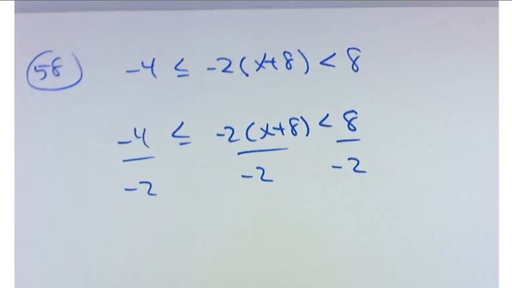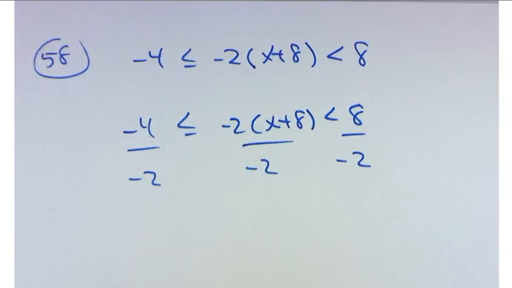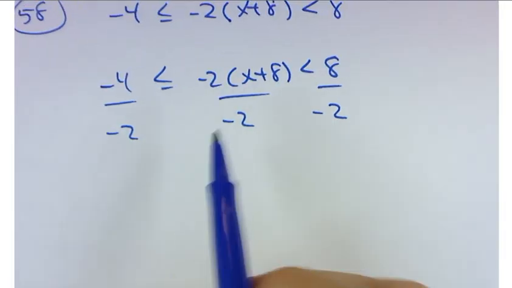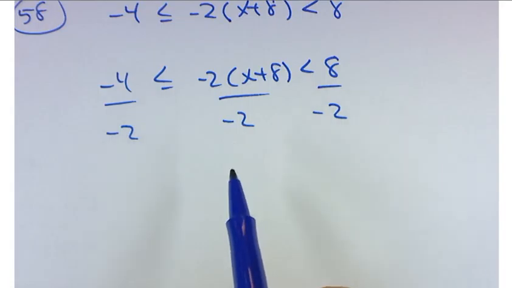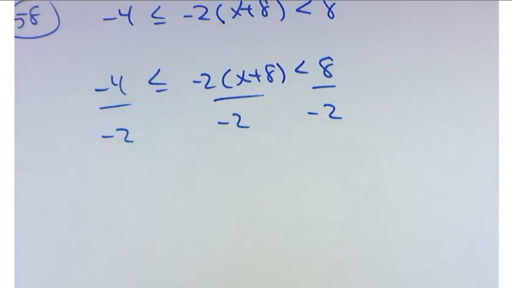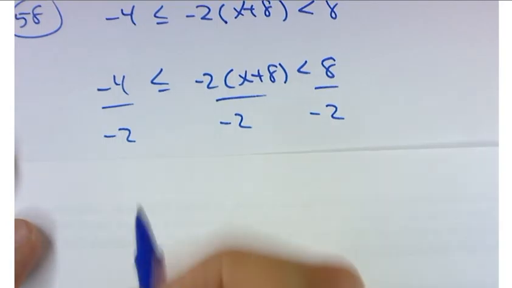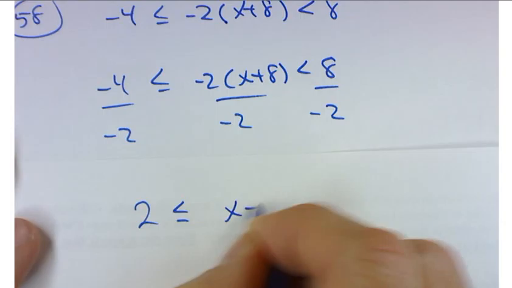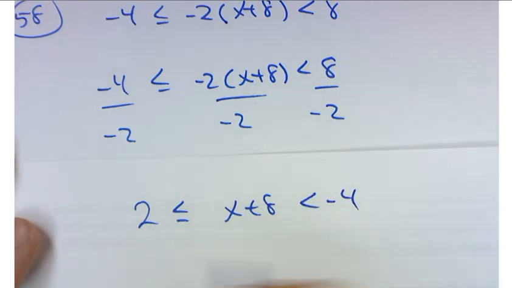But let's be careful. We just had a nice little conversation with Rhonda about something. What do I have to do when I divide like this? Flip the signs. Now let's just watch real carefully. If I didn't flip the signs, I would get 2 is less than or equal to x plus 8 is less than negative 4. And then I can finish by subtracting 8 from both sides.